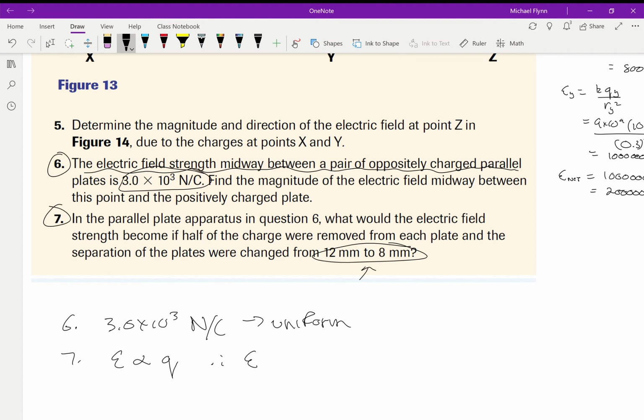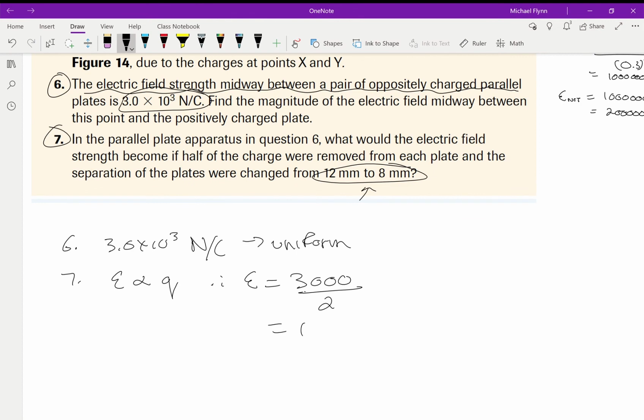So therefore the new field would be 3,000 divided by 2, which is 1,500 newtons per coulomb. Okay, and that would be the new uniform field.